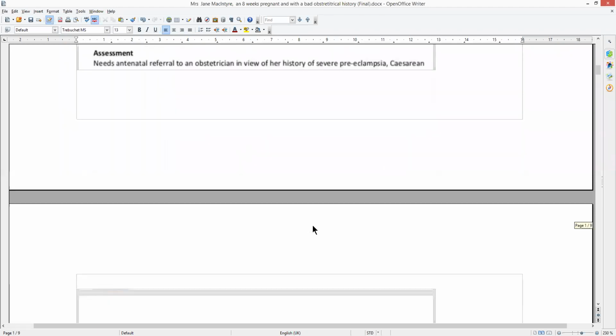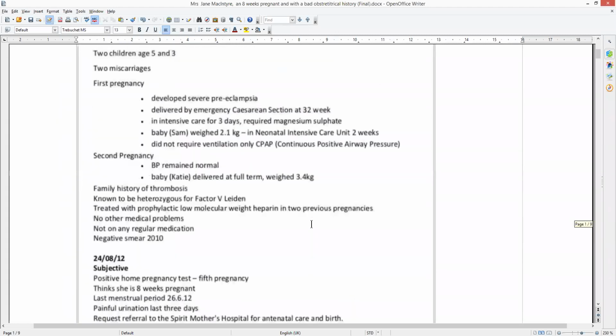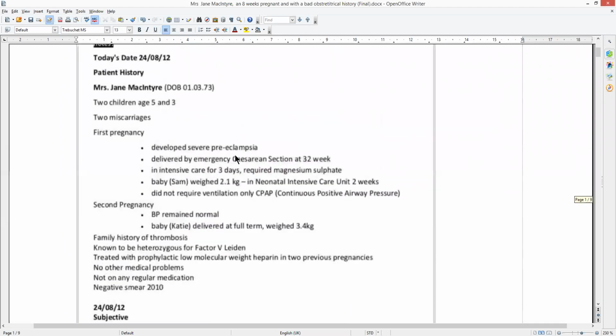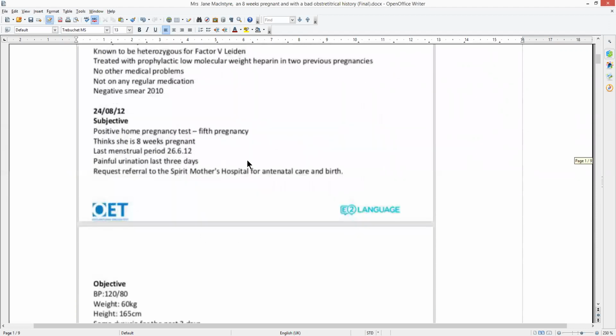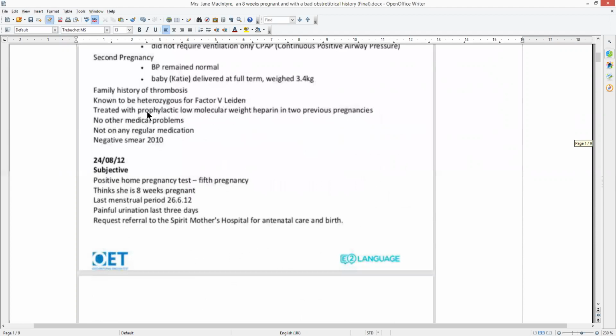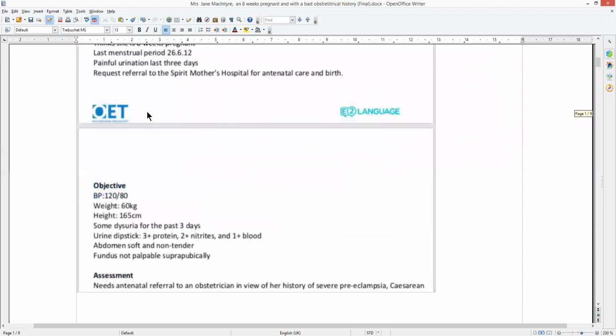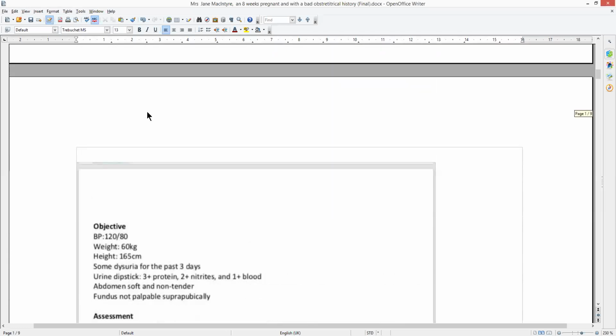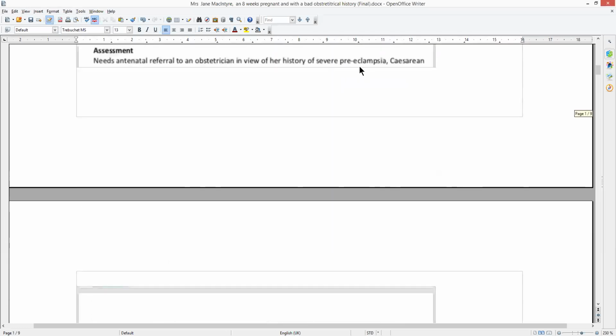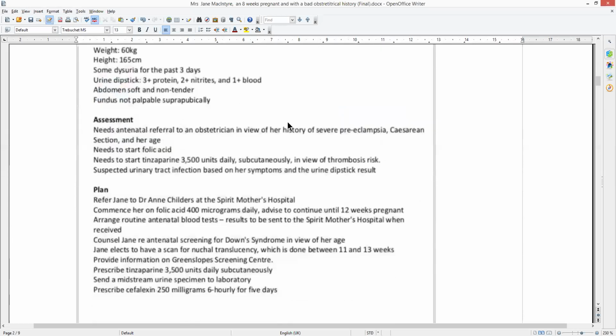Pre-eclampsia. Right. So the urinary tract infection, so pre-eclampsia, okay. Caesarean, I don't know if we need a family history. Thrombosis, okay. Do we need to know how it was treated? Maybe not. Okay, see what else we've got. Painful urination, again, it's a secondary issue. Referral induced for history of severe pre-eclampsia, caesarean section, and her age.